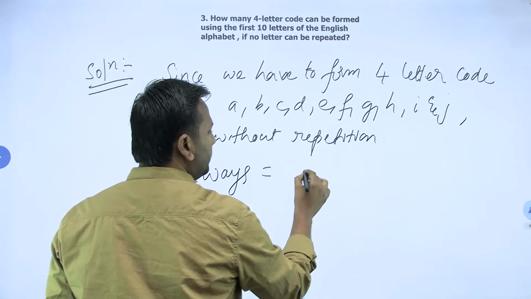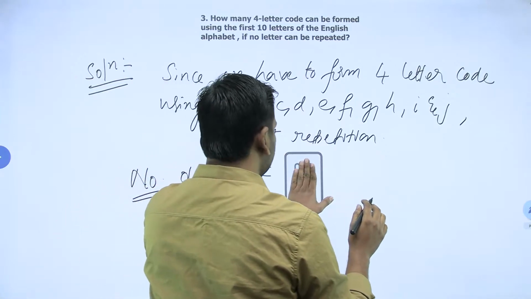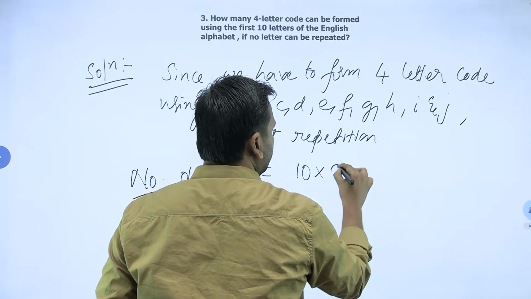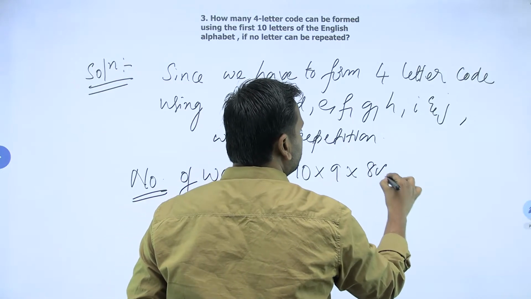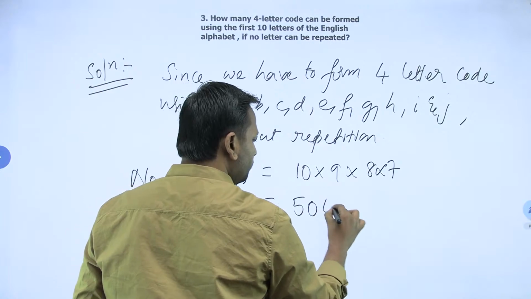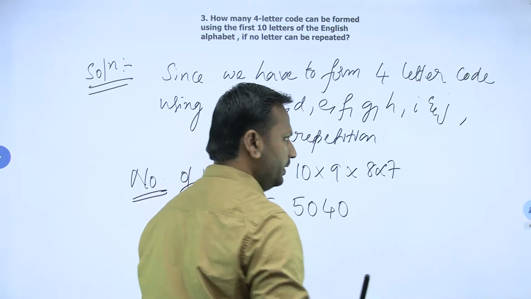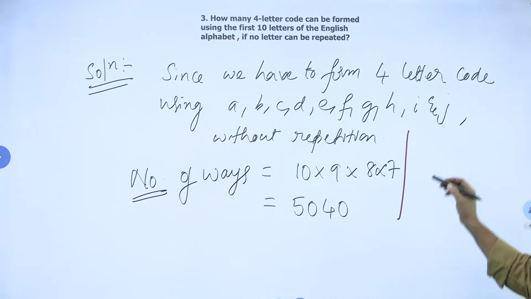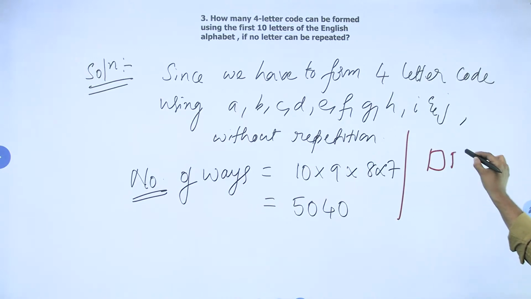What happens now? 10 into 9 into 8 into 7, right? That is 5040 ways, right? You can do it in the rough work also, students. You can do it in the rough work also, right? I have to form the 4-letter code, right?